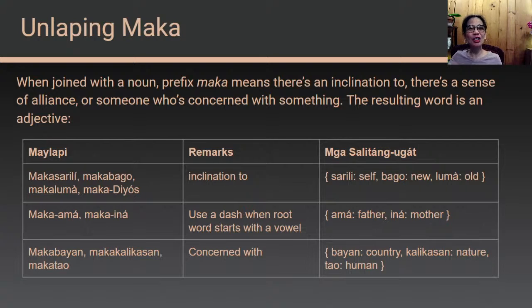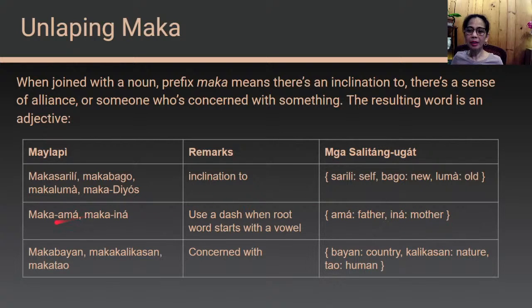Okay, makadiyos. Makadiyos means you're godly. Always thinking of God, and things like that. Okay, next example. Let's do salitang ugat first. Ama for father, or in Tagalog, tatay. Tatay or ama means the same. Ina, mother or nanay.